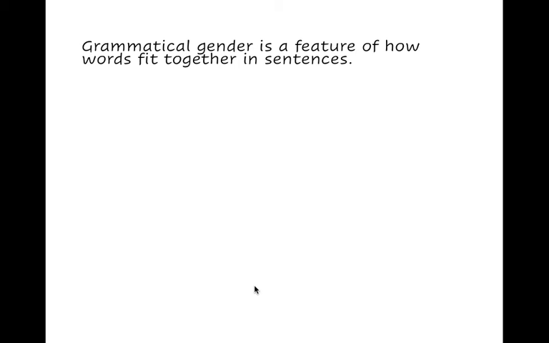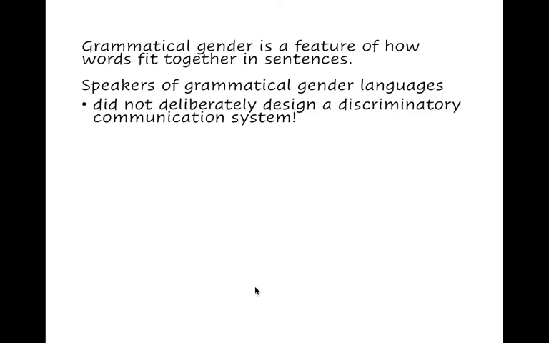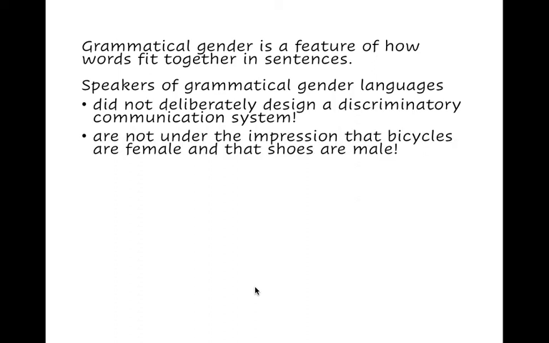So in general, I want to say that grammatical gender in languages isn't about categorizing people according to the gender binary. That's not the primary thing. This is a feature of how words fit together in sentences. People who speak Spanish or other grammatical gender languages didn't deliberately design a system like this. It's a natural system that arose and developed and evolved. And I'm pretty sure that speakers do not somehow think that bicycles are female and that shoes are male.